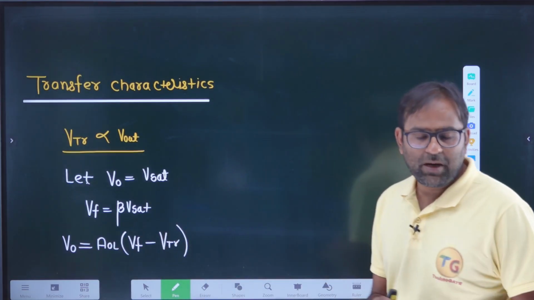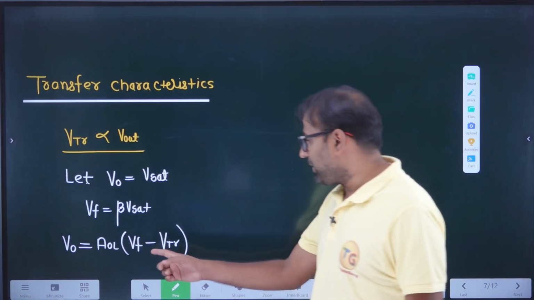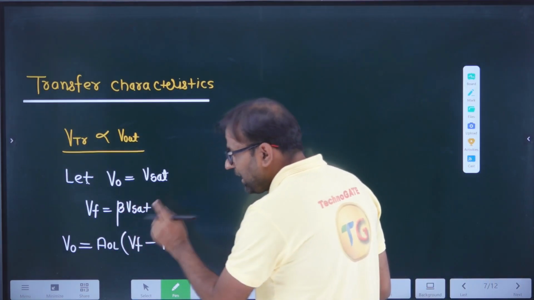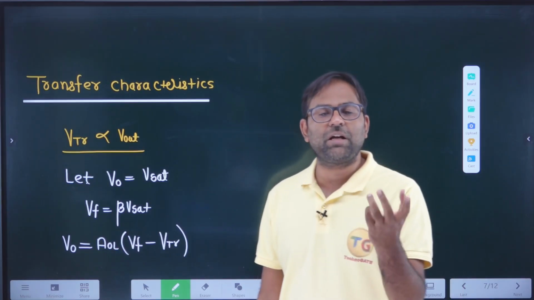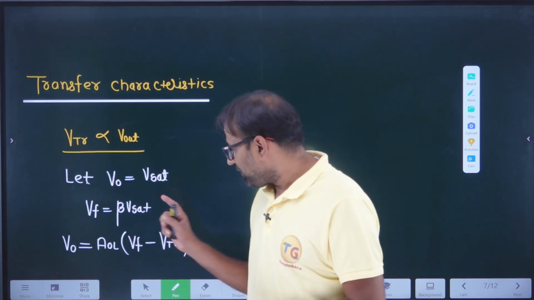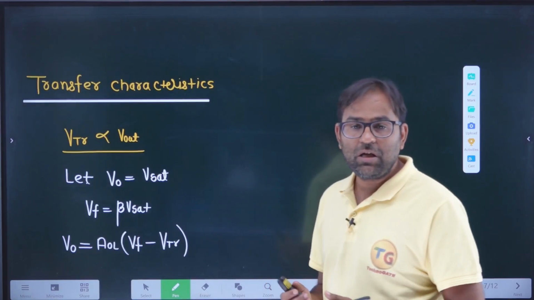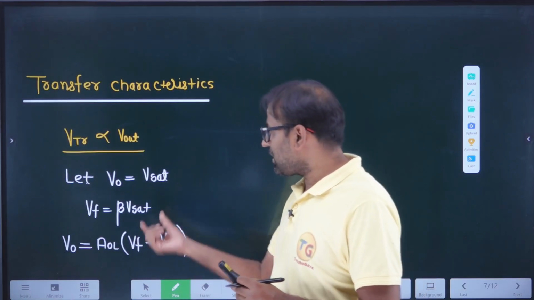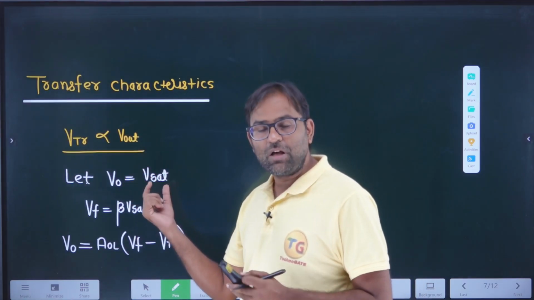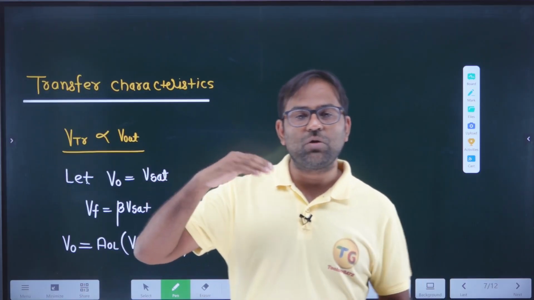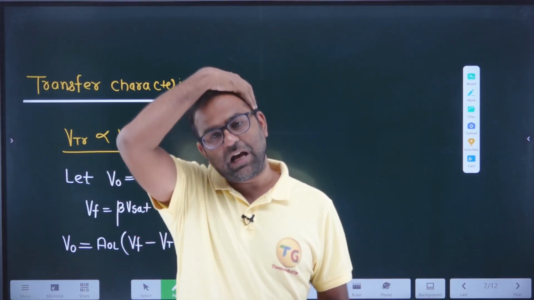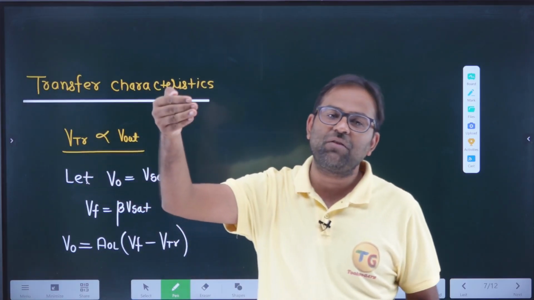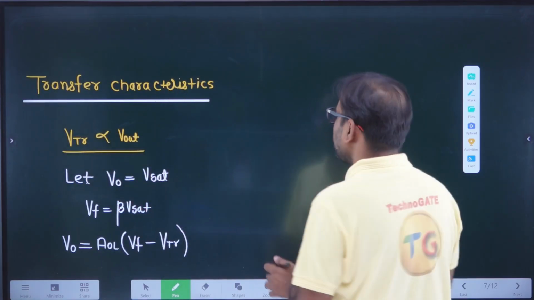Now keep one thing in mind, VF is fixed, because what is VF? VF is beta into V saturation. Beta is R1 divided by R1 plus R2, a fixed quantity. V saturation voltage is a fixed quantity. So we have to design a trigger which can shift the present state, plus V saturation. So we are interested in knowing the value of VTR, which gives us the shifting from one state to another state.